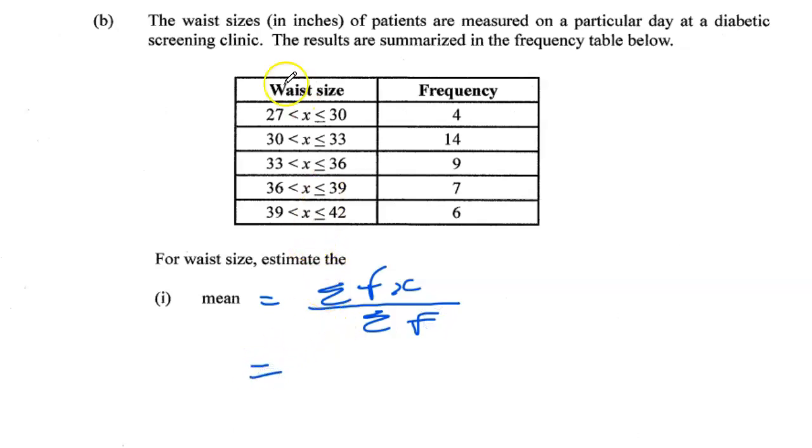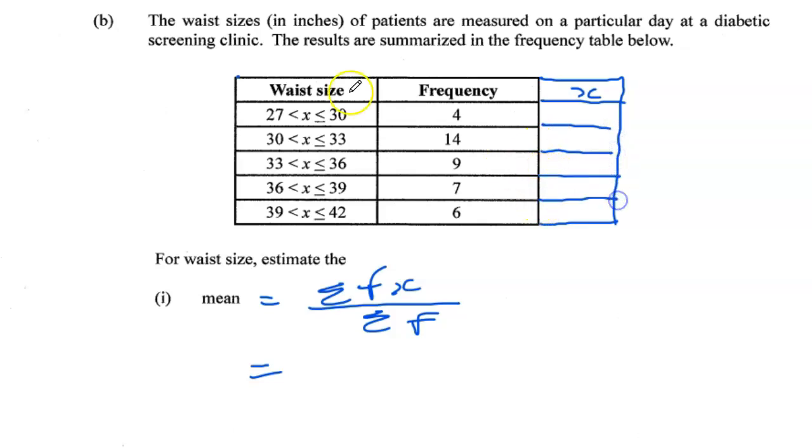So let's find fx. fx is f times x. So let me do a table for x. The data is in intervals. The waist sizes are in intervals. So x would be just the mid value, or the mid interval. To get the mid interval for each interval, we will average the upper and the lower limit.